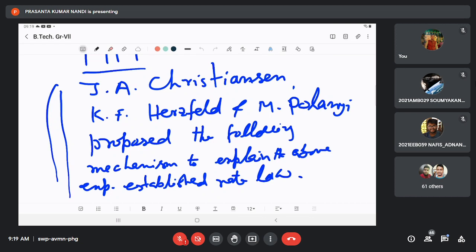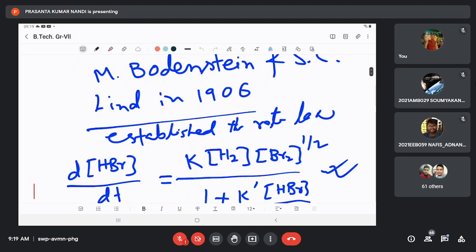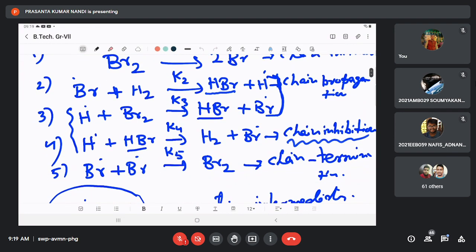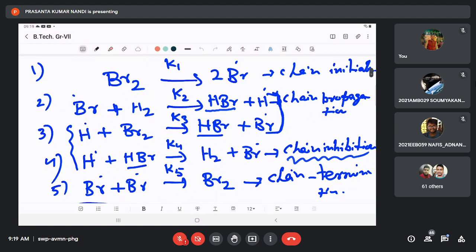So this is Christiansen, Herzfeld, and Polanyi. They proposed the following mechanism to establish the above rate equation. They proposed these five steps. This is very important. These five steps together constitute what we call a chain mechanism. That means the hydrogen and bromine reaction in the gas phase takes place through these five consecutive steps.